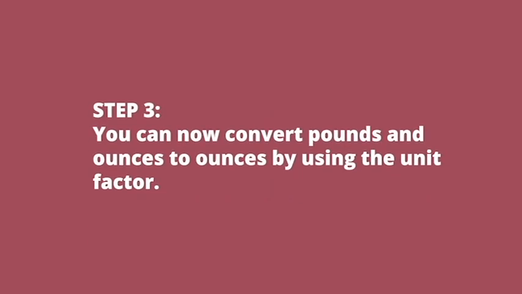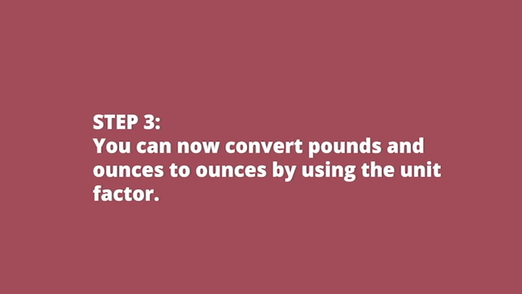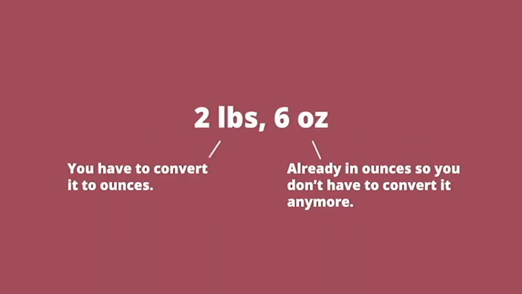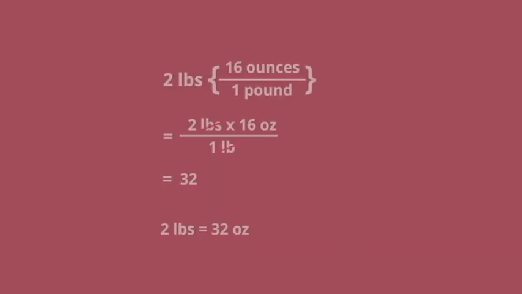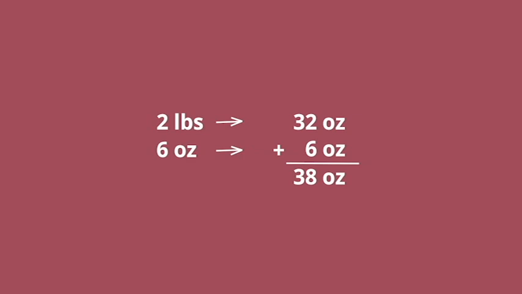Step 3. You can now convert 2 pounds and 6 ounces to ounces by using the unit factor. 6 ounces is already in ounces, so you don't have to convert it anymore. 2 pounds is still in pounds. You have to convert it to ounces. Then you have to add 32 ounces to 6 ounces to complete the conversion. Thus, 2 pounds and 6 ounces is equal to 38 ounces.